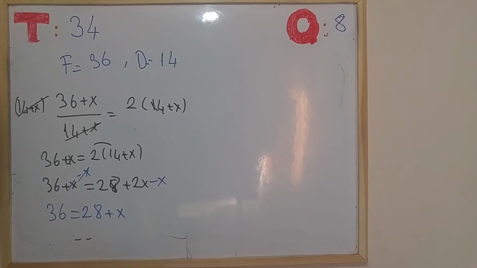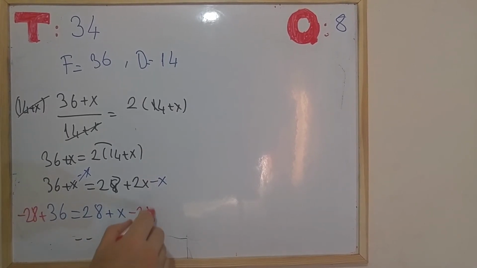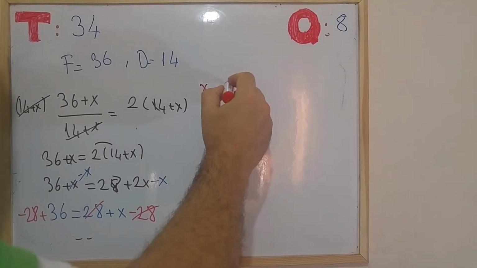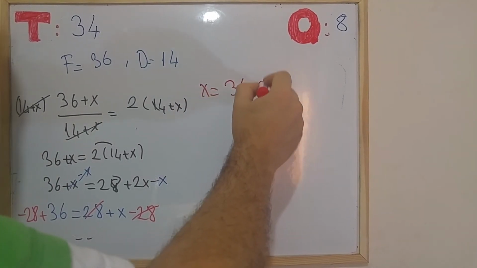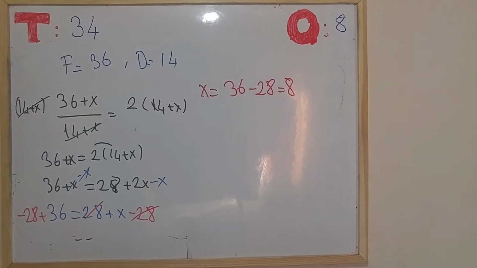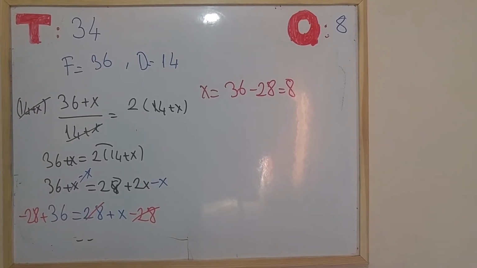Now let's subtract 28 from each side, so I'm going to leave x alone. So x is equal to 36 minus 28, which is equal to 8. It means that in 8 years, their ratio of ages is going to be equal to 2.